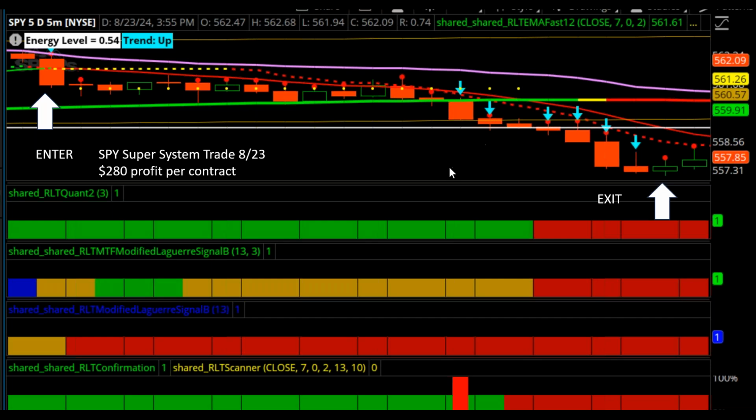This white line is a pivot point that the SPY super system puts on the chart. It is exactly what it is. It's a pivot point. It can be support in this case, which is why I had to be very cognizant of what was going on at this level. But it didn't bounce up, so I stayed in the trade and got out right there.